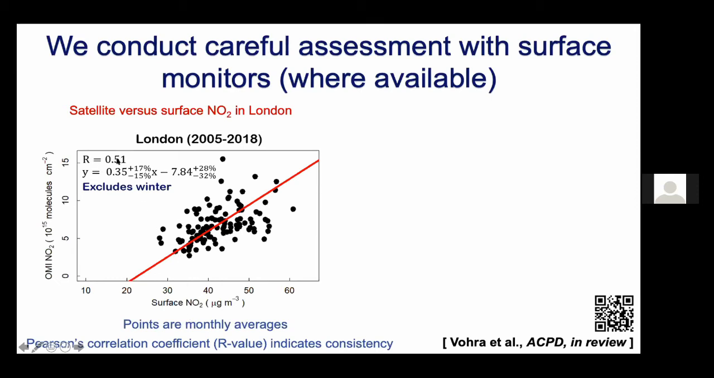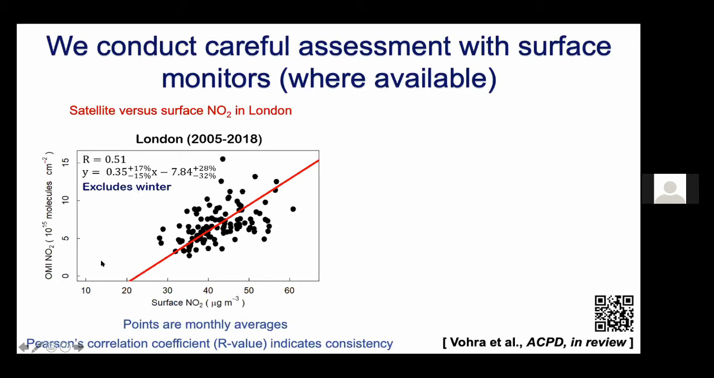Like here, the value is 0.51. So it's important to note 0.51 is perfectly fine because here we are comparing a columnar density to a surface concentration or a mass concentration. So it's perfectly fine to have an R value of anything greater than 0.5. Here I've excluded winter because the relationship between satellite versus surface nitrogen dioxide is quite complex and is seasonal dependent. We did a similar scatter plot for the winter months and observed a similar relationship.